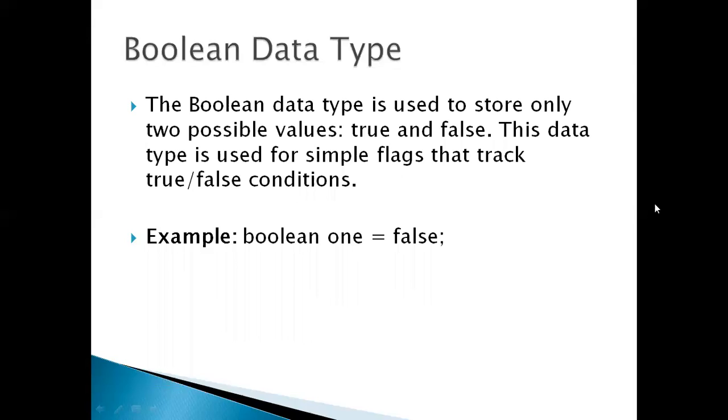So the first one is the Boolean data type. The Boolean data type is used to store only two possible values, true and false. This data type is used for simple flags that track true or false conditions. Suppose we have a program to check whether the program's output is either true or false, we need this Boolean data type. For example, if we need to check if the first number is greater than the second number, or if a given character is a vowel or not. For this kind of programs, we need the return statement as Boolean. The return output should be Boolean.